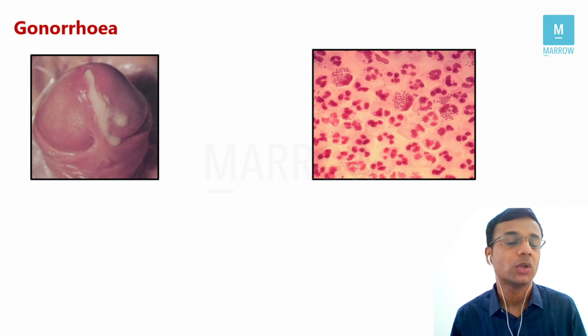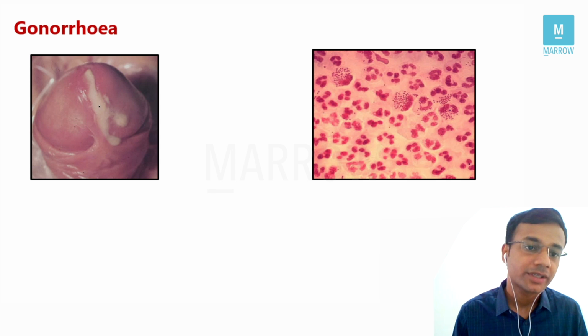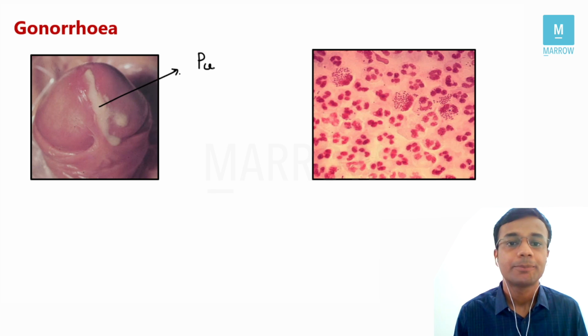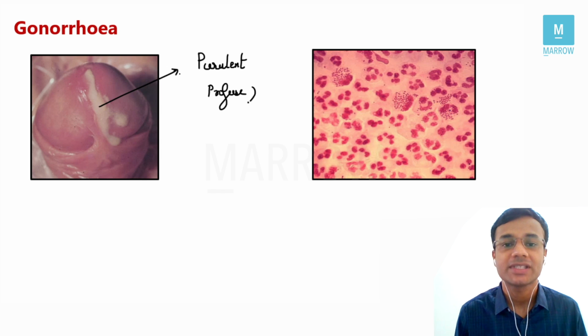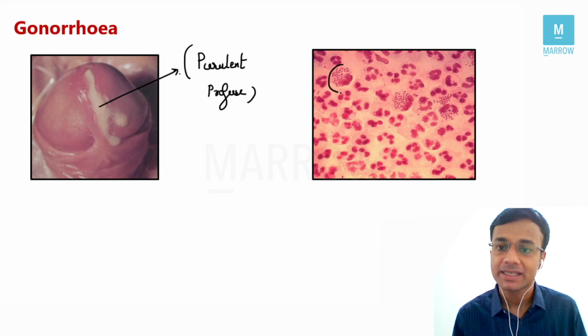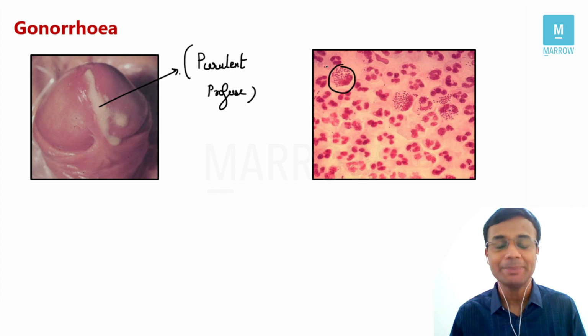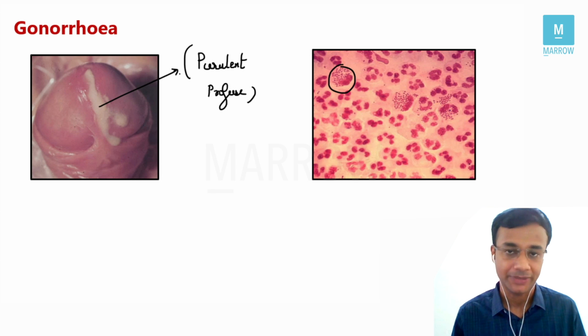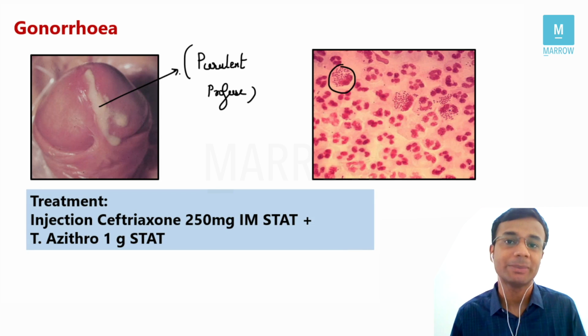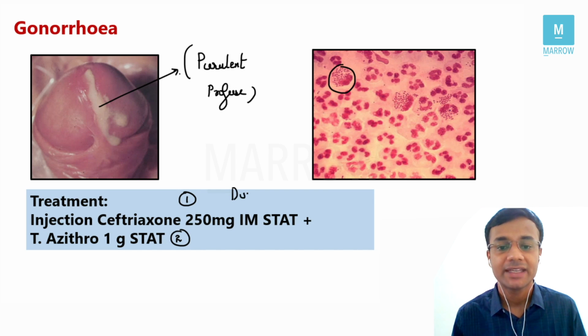Before we take up the next question, let's look at the presentation of gonorrhea. Here you see a profuse purulent urethral discharge, and this microscopic image you have already seen. What is the treatment of gonorrhea? Very important to remember, we have to give dual therapy. First is an injection, second is a tablet. You give injection ceftriaxone 250 mg IM stat. The second drug is tablet azithromycin 1 gram stat. So remember, we have to give dual therapy in gonorrhea.